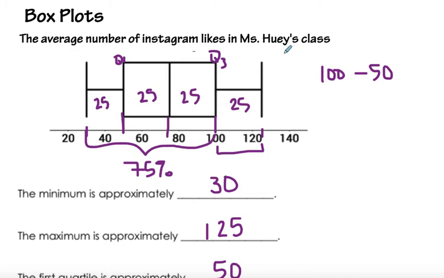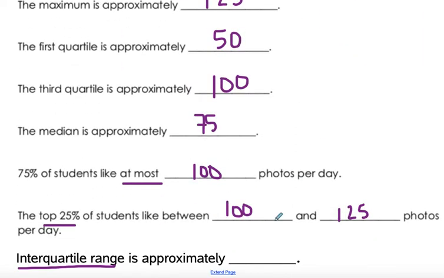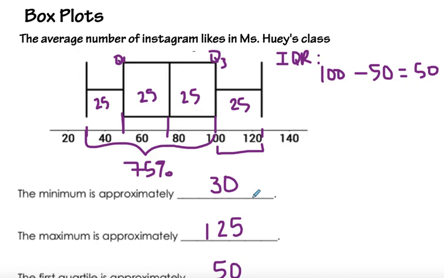Interquartile range can sometimes be abbreviated to IQR, and this is going to equal 50. So the interquartile range in this case is 50. Now remember, the whole point of this box plot is the average number of Instagram likes. So we can tell that the person that liked the most Instagram photos in Miss Huey's class was about 125. The person that liked the least number of Instagram posts in Miss Huey's class was about 30.